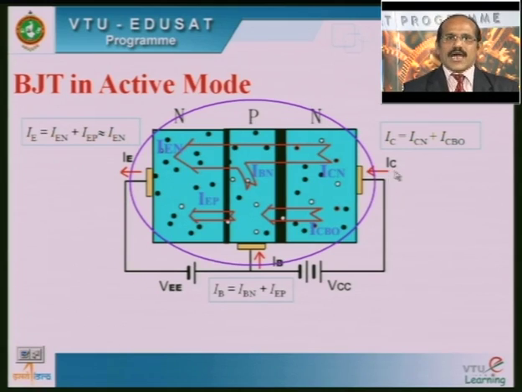Similarly, you can see here that IC is nothing but the sum of ICN plus ICBO. That means ICN, the collector current due to electrons, plus ICBO, which is called the small reverse saturation current. ICBO means the collector current flowing from collector to base with emitter open. O stands for open. So ICBO is the current which flows from collector to base with emitter open here. Since this ICBO is very small, it can be neglected, and we can say that IC is equal to ICN.